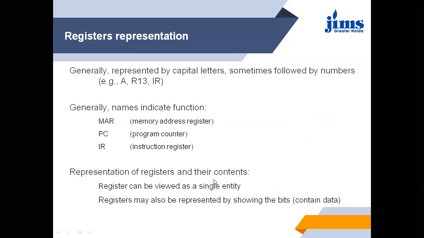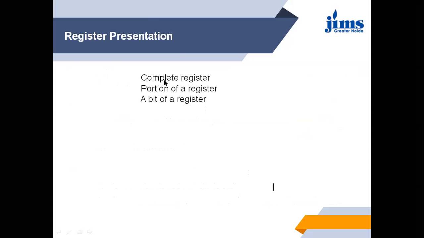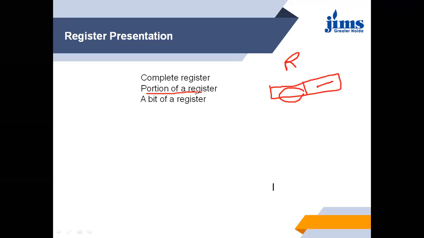As I told you in the last slide, it can be a single entity or it can be divided into different pieces of information. So in the next slide, it can be a complete register. It can be a portion of a register, meaning suppose there is a register R1 or R, and I am going to divide this into two parts, meaning I am using this content as a single unit and this content as a single unit, a portion of the register or a bit of the register.